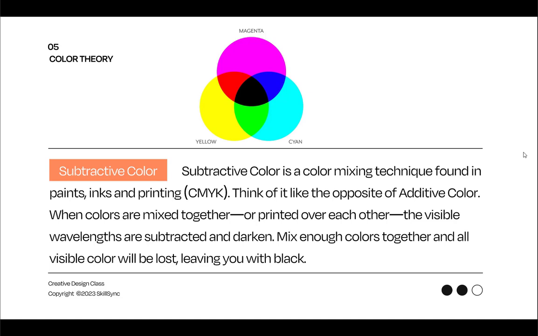Subtractive color. Subtractive color is a color mixing technique found in paints, inks, and printing. That's CMYK. Think of it like the opposite of additive color. When colors are mixed together or printed over each other, the visible wavelengths are subtracted and darkened. Mix enough colors together and all visible color will be lost, leaving you with black.